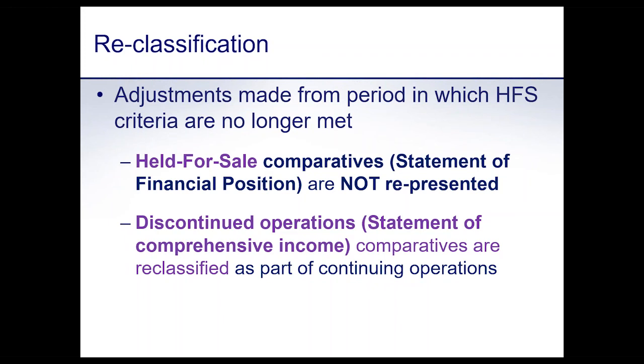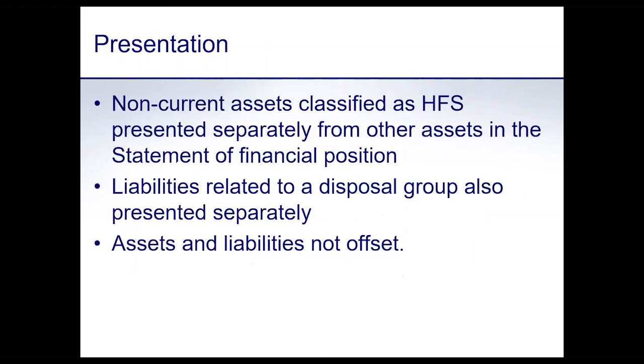The discontinued operations we dealt with, so we'll leave that for now. Just from a presentation point of view, any non-current assets classified as held for sale must be presented separately from other assets that are sitting in your statement of financial position. So you'll see how companies generally will disclose this. They'll show the non-current assets with the list of things that fall under non-current assets, property, plant and equipment.